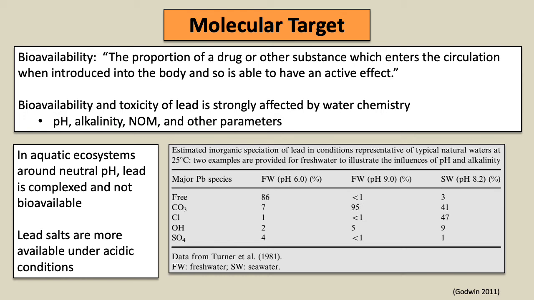So we can see on this table by Turner et al. that the major lead species, when in more acidic environments, tends to be the free ion, which is one of the most bioavailable forms. So in aquatic ecosystems around neutral pH, lead is not complex and is not as bioavailable. Also, lead salts are more available under acidic conditions, making it more toxic.